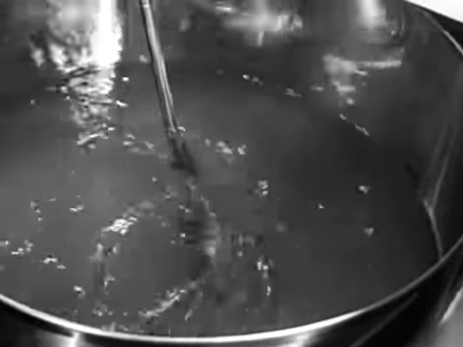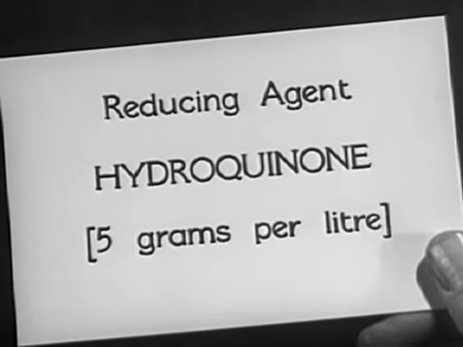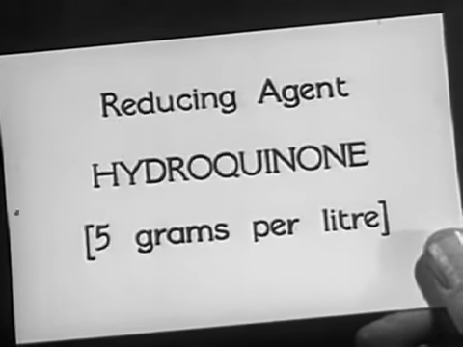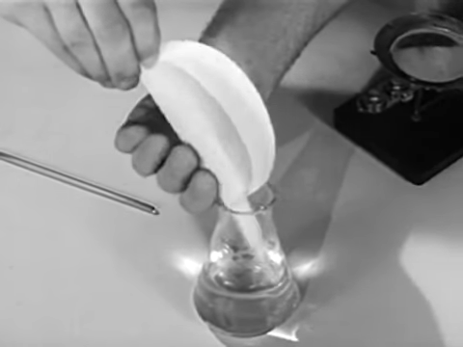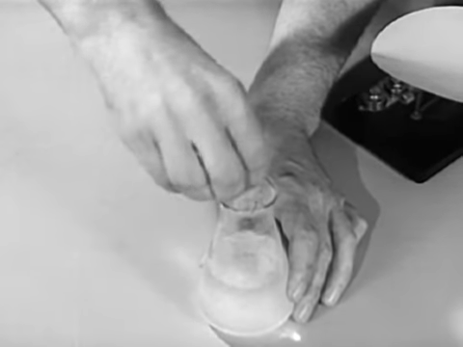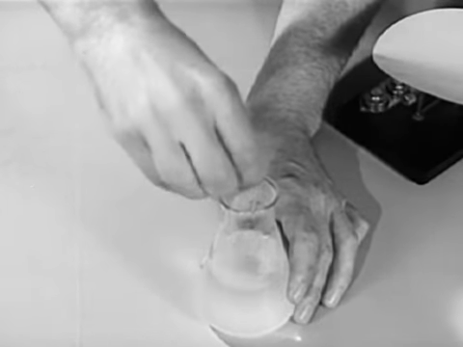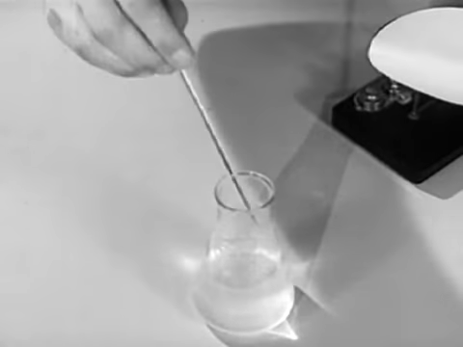First of all, we need a reducing agent, of which hydroquinone is typical. There are a number of organic reducing agents, such as Elon, pyro, glycine, amidol, and hydroquinone, which will convert the latent image to metallic silver. Here we see some hydroquinone added to water and a piece of exposed film agitated in the solution.